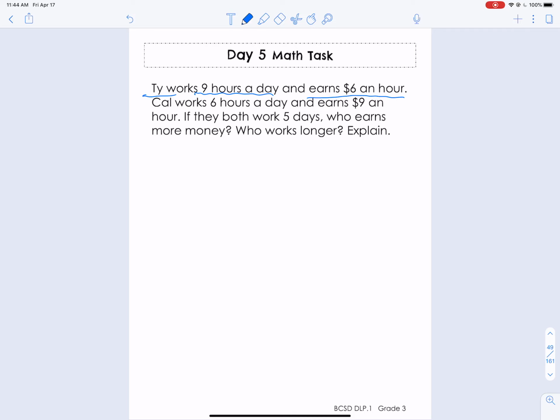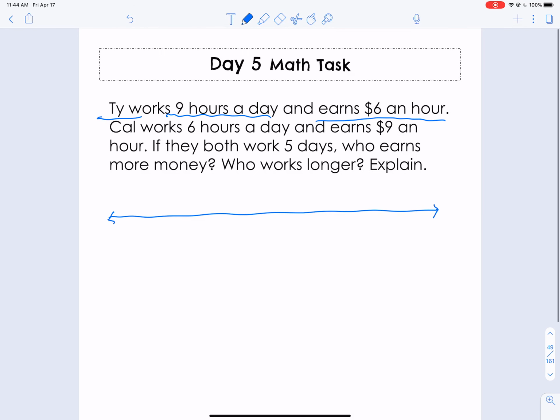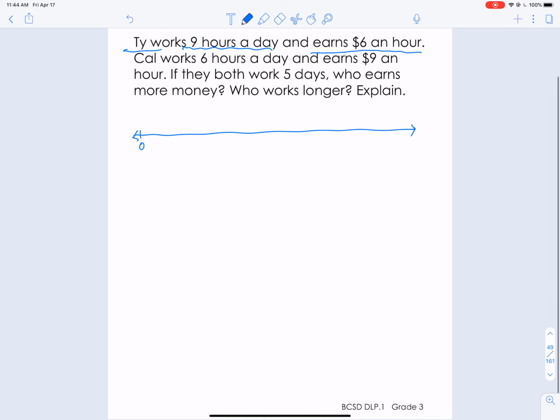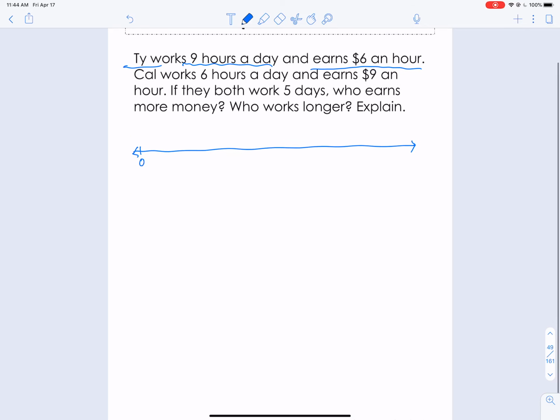So what I'm going to do is use an open number line to demonstrate the multiplication. Open number line is a strategy that you can use when multiplying, and it's a really great visual that helps us really understand the numbers that we're working with. So I start at 0 over here, and I'm going to keep moving my screen around.